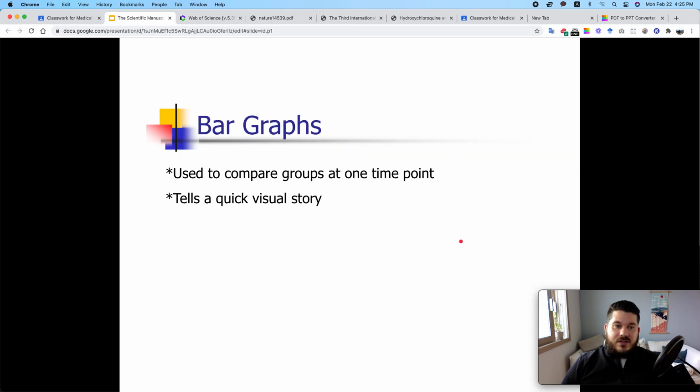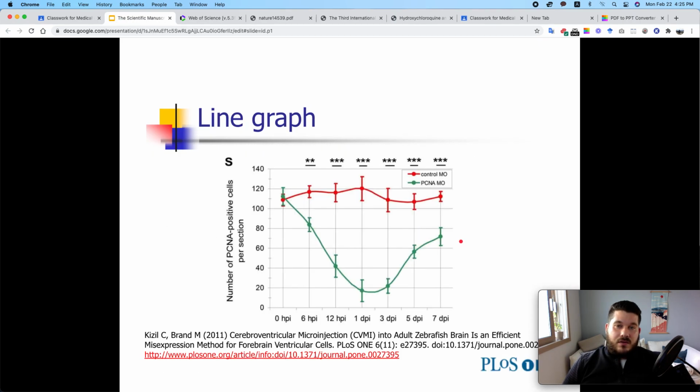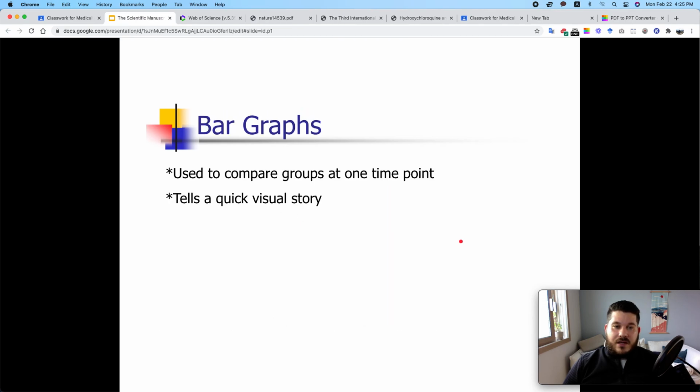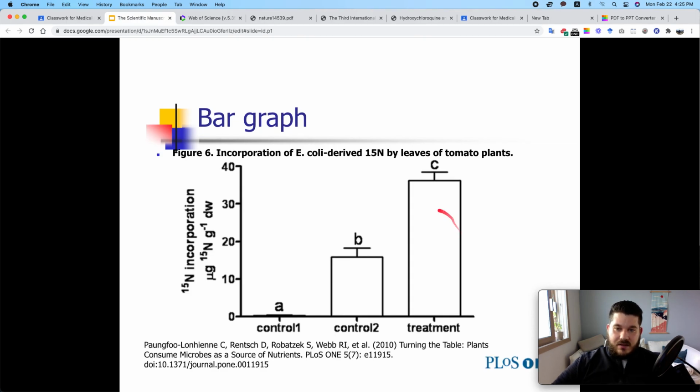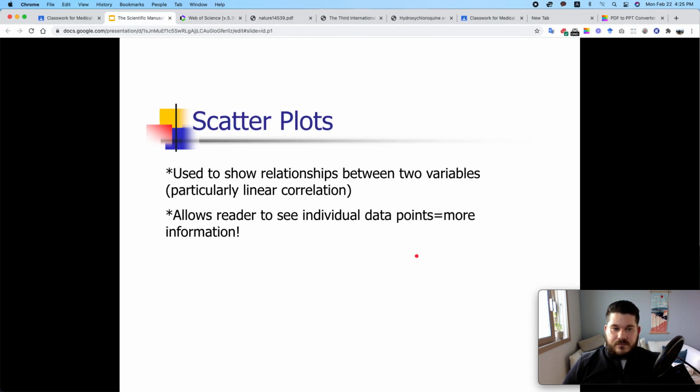So line graphs show information over time, as we saw in our example. Bar graphs compare two groups to the same point. In this case, you can see this is higher, this is lower, for example. Scatter plots show the relationships between two different variables, and I think I'm going to stop this video here, and we're going to talk a little bit more about that in our next video.